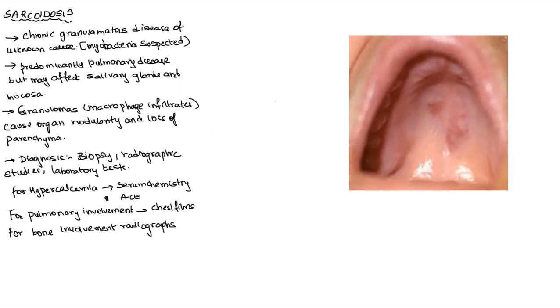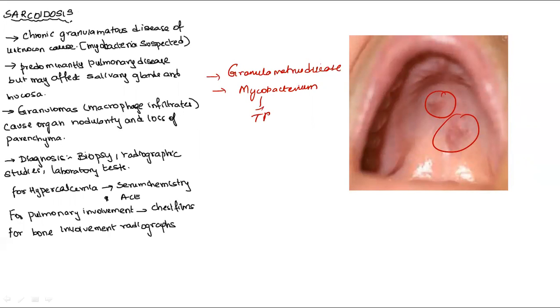Now, sarcoidosis. This is sarcoidosis. This is mainly a chronic granulomatous disease, and the cause is unknown, but it is believed to be caused by a bacterium called Mycobacterium, which causes tuberculosis. So you can see this in tuberculosis patients where they have pulmonary infection, which can also be seen as an oral manifestation, where you can see some granulomas. Granulomas are nothing but macrophage infiltrates, which cause organ nodularity and loss of parenchyma in that area.